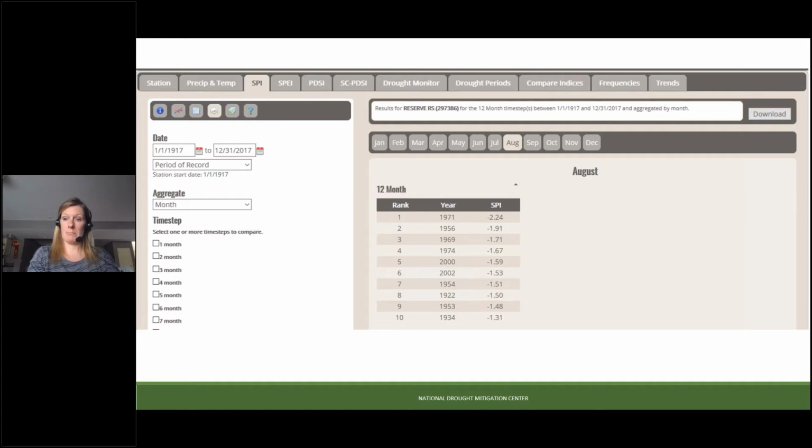What's also nice is currently on the left-hand menu, I have period of record selected, but you can choose individual decades if you want to look at individual decades, and you can also put in a custom time scale. So say you want to compare the last 30 years to what we're currently seeing. You can automatically do that within that menu system.